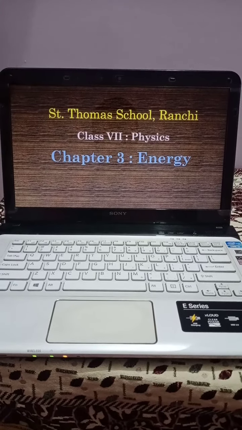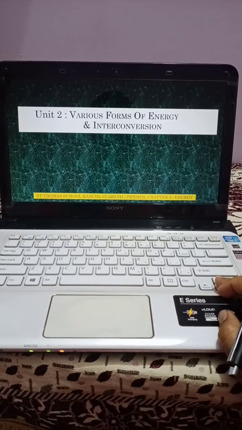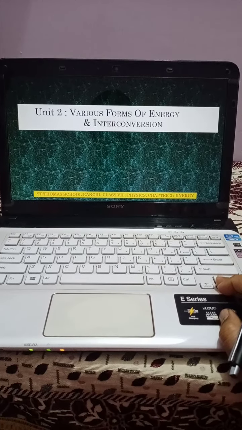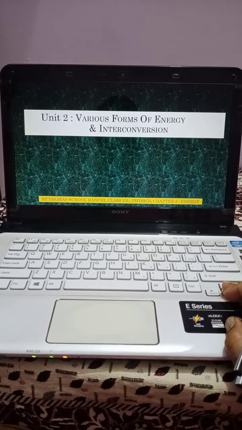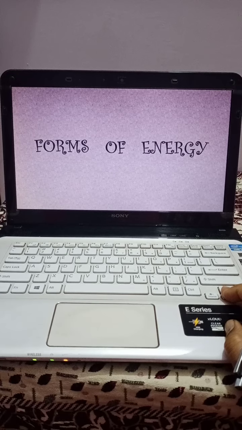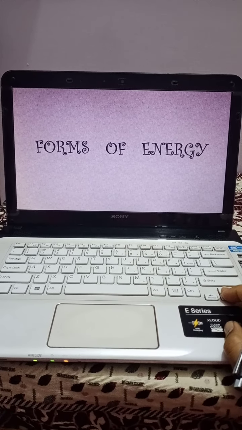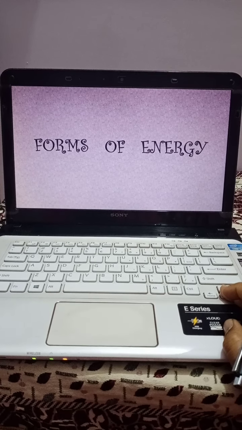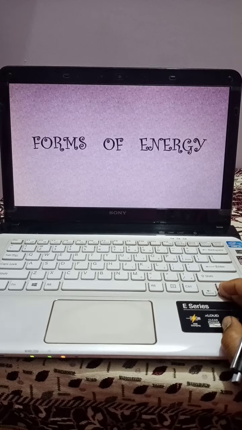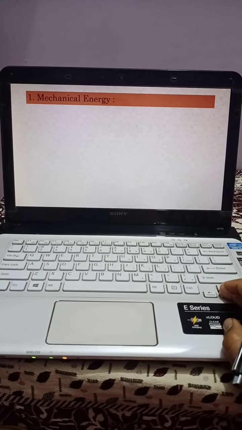So today we are going to see the topic about various forms of energy and interconversion. This is the second unit of the third chapter, Energy. Under this topic we are going to see the first topic as forms of energy, the different kinds of energy. So first we are going to see mechanical energy.